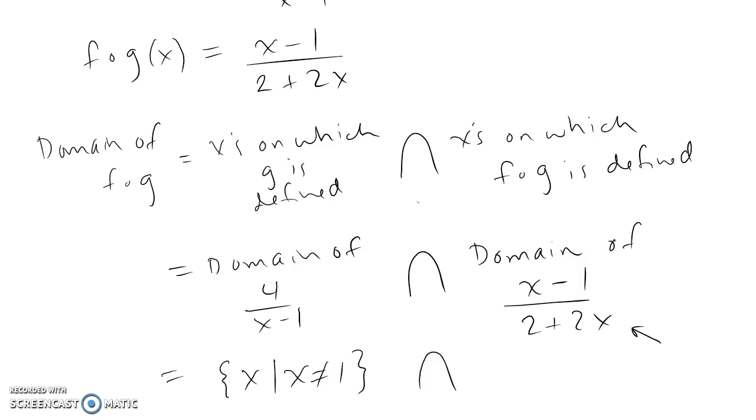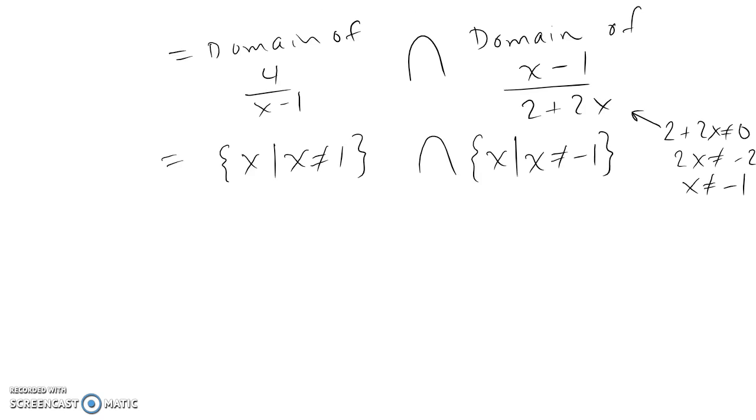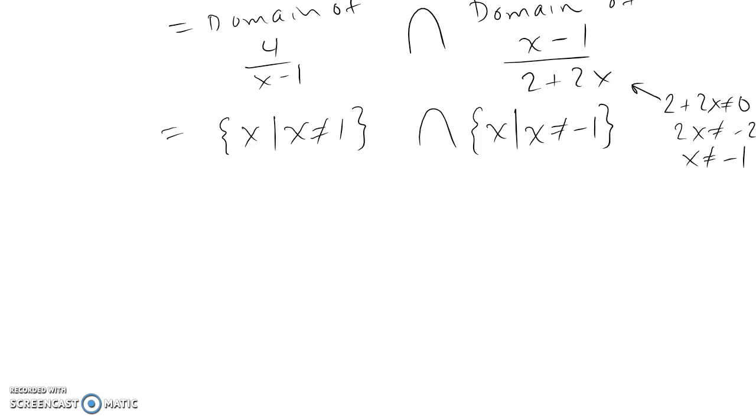Well, we know that in this function, the denominator 2 plus 2x cannot equal 0. So that means 2x cannot equal negative 2, or x cannot equal negative 1. So the domain of that new function that we got is all x such that x does not equal negative 1. Now let's look at their intersection. Where do these two intervals intersect? This is all real numbers except for 1, and this is all real numbers except for negative 1. So their intersection, or their overlap, will be all x such that x is not negative 1 or 1.